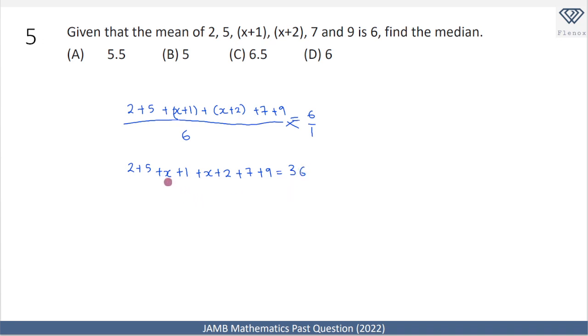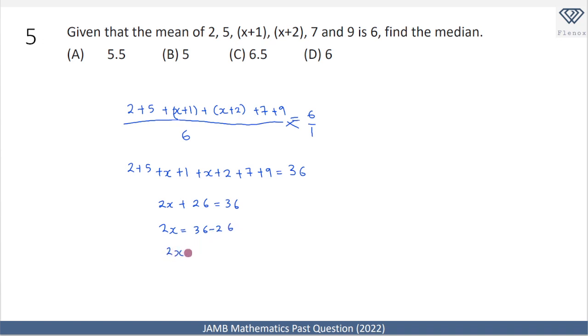So we have x plus x, which is going to give me 2x, plus, then we have 2 plus 5, which is 7, plus 1, 8, plus 2, 10, plus 7, 17, and plus 9, 26. 26 is equal to 36. Now when we bring that to the other side, we have 2x is equal to what? 36 minus 26.